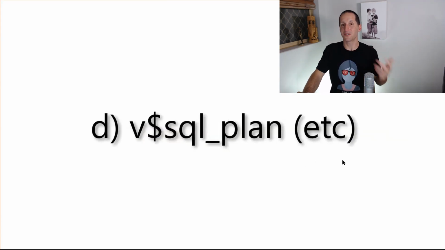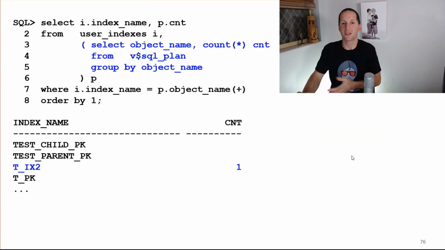And we got another one, which is using $SQL plan. Obviously, if I'm using an index in a query or even a DML, it will generally appear in the execution plan. So what I could do is query something along these lines. Go get the object name. I'm looking at the blue text here. Go get the object name and count star for every single object I can find in SQL plan.